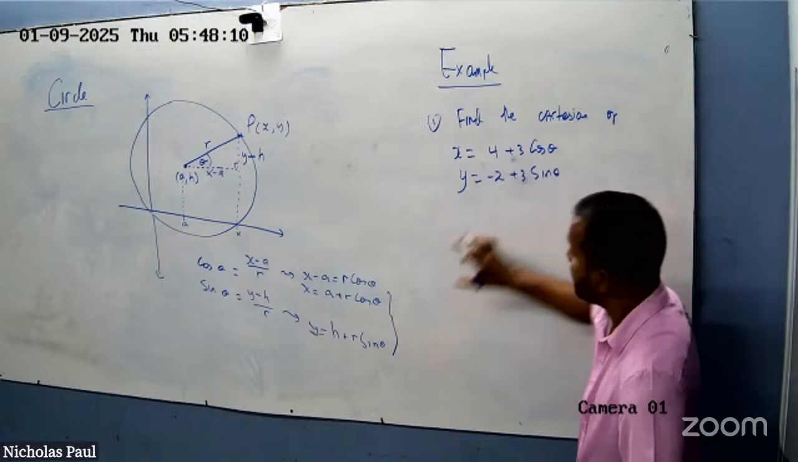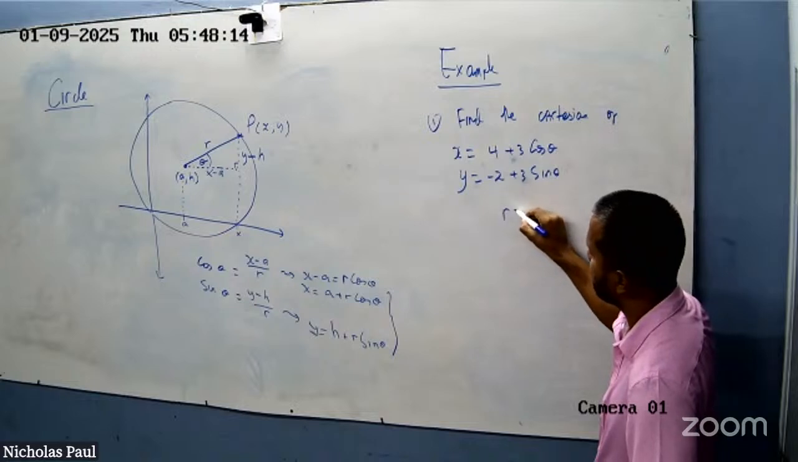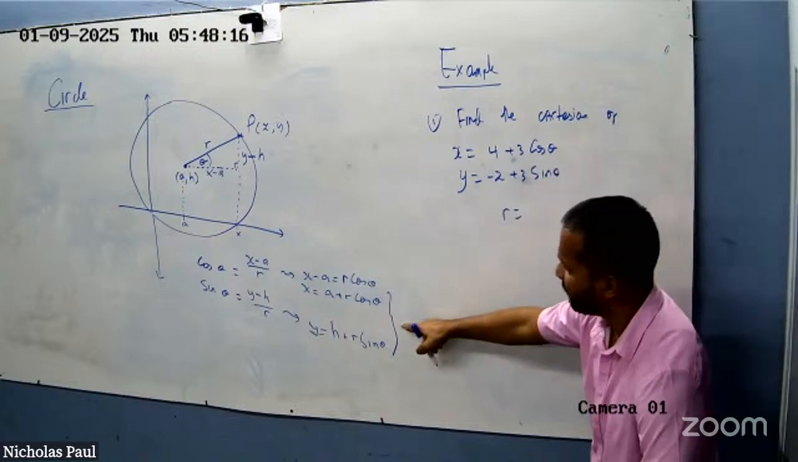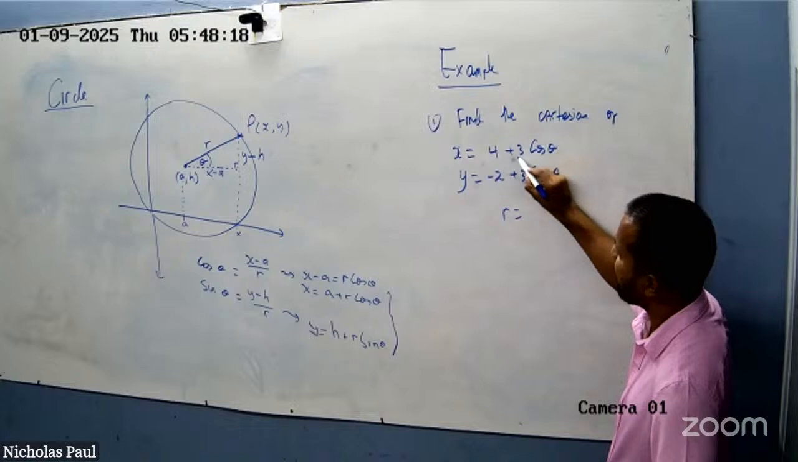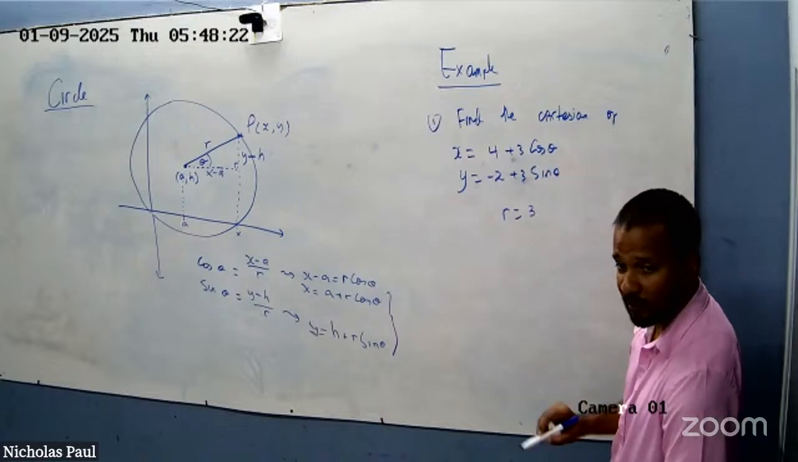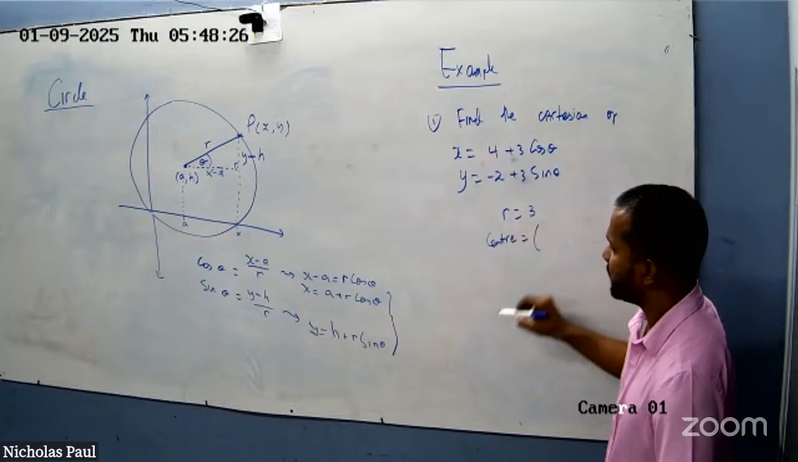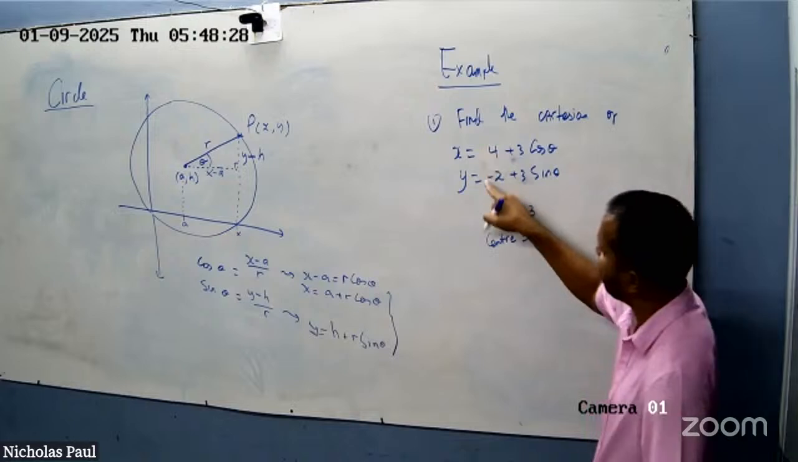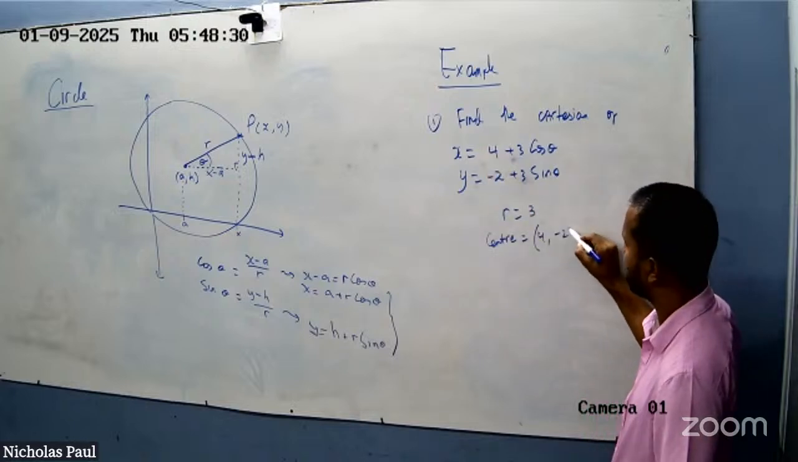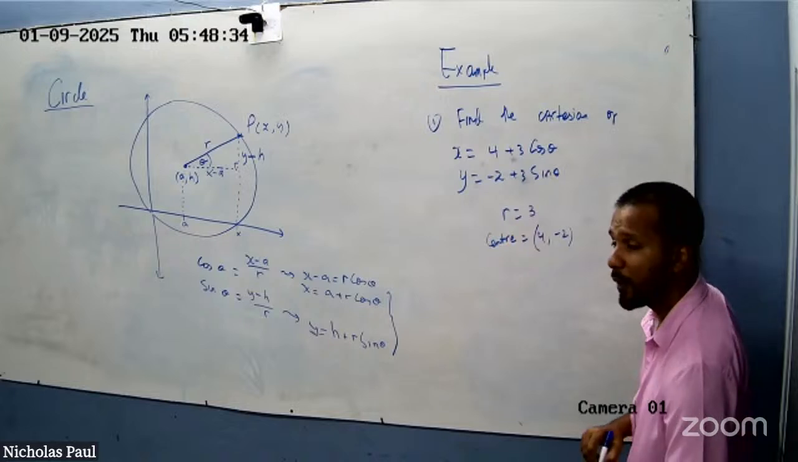So if I ask for the Cartesian, what is the radius, based on this form here? Whatever is in front of cos, or whatever is in front of sine. And the center is what? The center is a, b, so that's 4, minus 2.